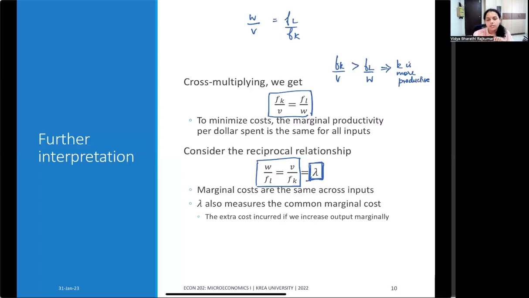In this scenario, a similar interpretation holds. Lambda tells you that for a small change in your constraint, our constraint now is the output that we need to produce, by how much will my objective function change? So for a small change in output to be produced, by how much will my costs change? So it just measures the extra cost to be incurred if we were to increase the output marginally. So that's what lambda tells us here.